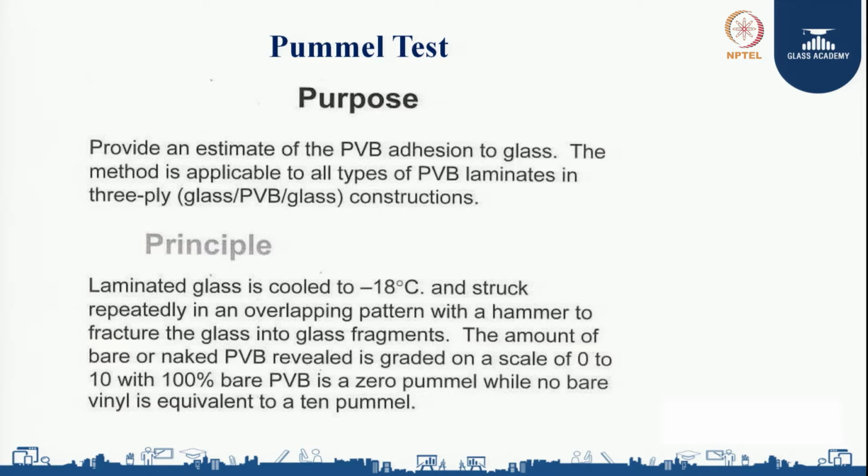The principle of how it works is that laminated glass is cooled to minus 18 degrees centigrade for normal PVB, and direct breakage for a SentryGlass PVB, and struck repeatedly in an overlapping pattern with a hammer to fracture the glass into small fragments. The amount of bare or naked PVB revealed is graded on a scale of 0 to 10, with 100% bare PVB being 0 pummel while no bare vinyl is equivalent to 10 pummel.